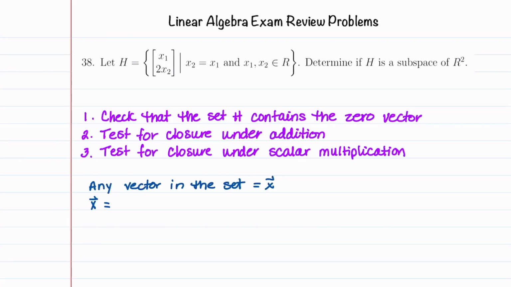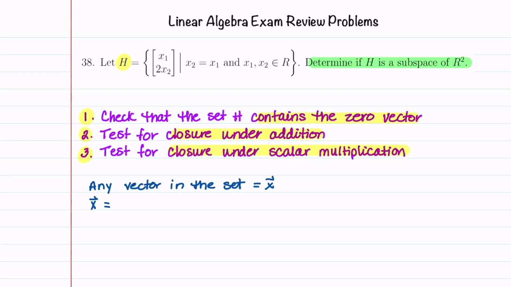In this problem, we're given a set H, and we're asked to determine if H is a subspace of R2. There's 3 steps that we can follow to determine if a set is a subspace. The first step is to check that the set contains the 0 vector. The second step is to test for closure under addition. And then the last step is to test for closure under scalar multiplication.